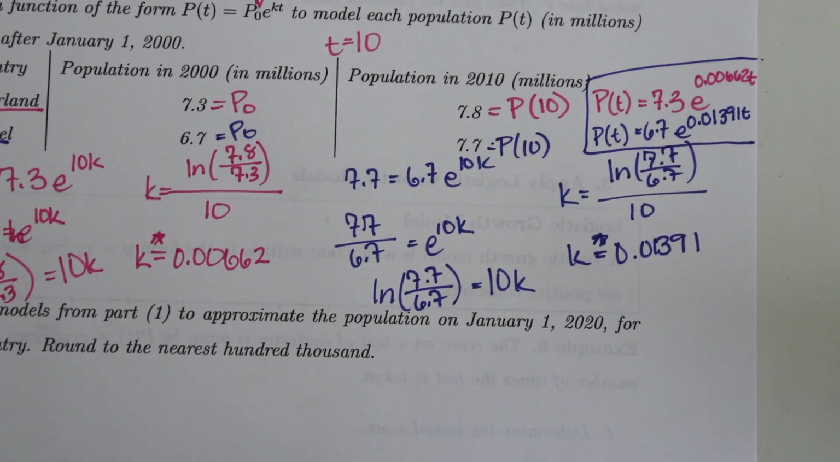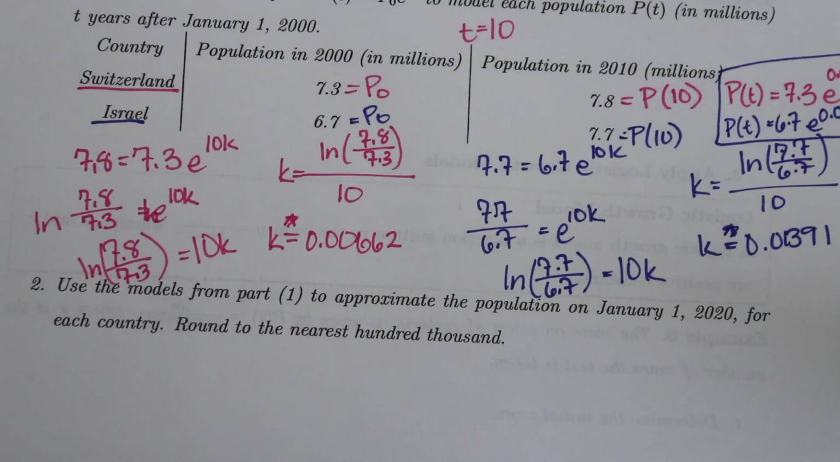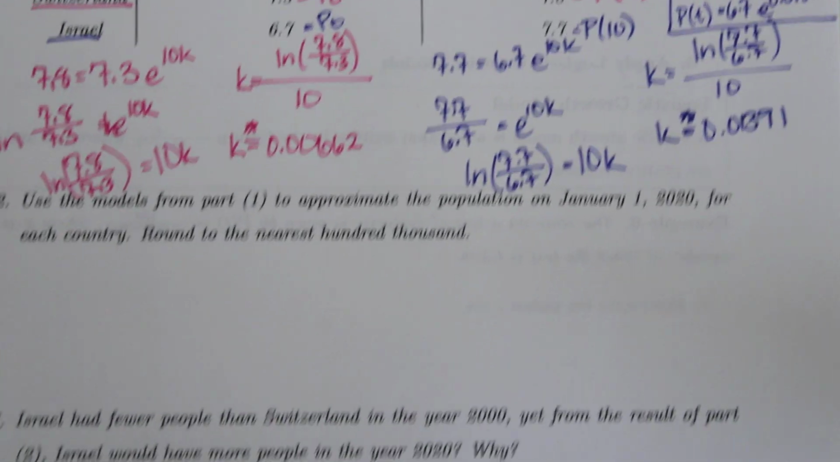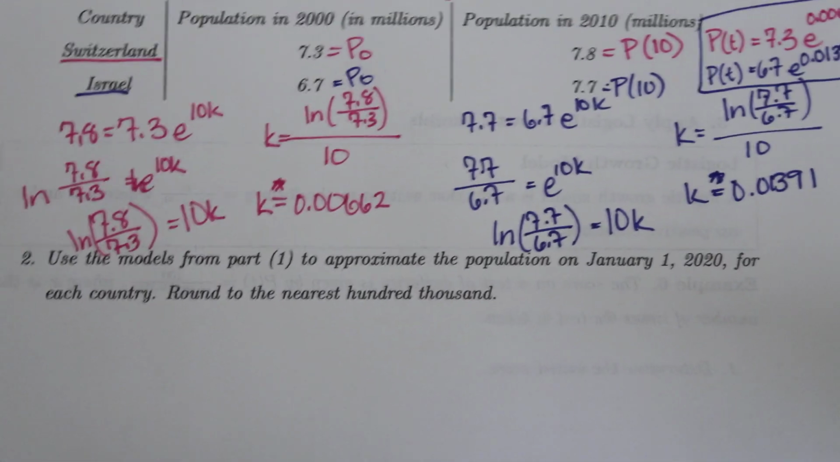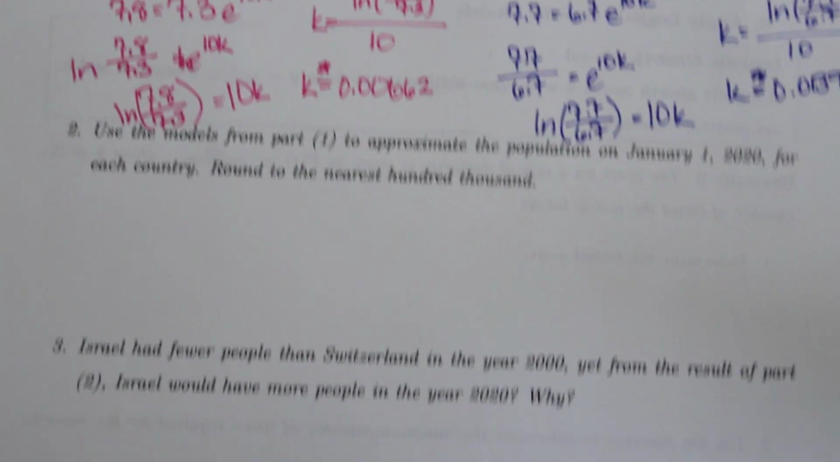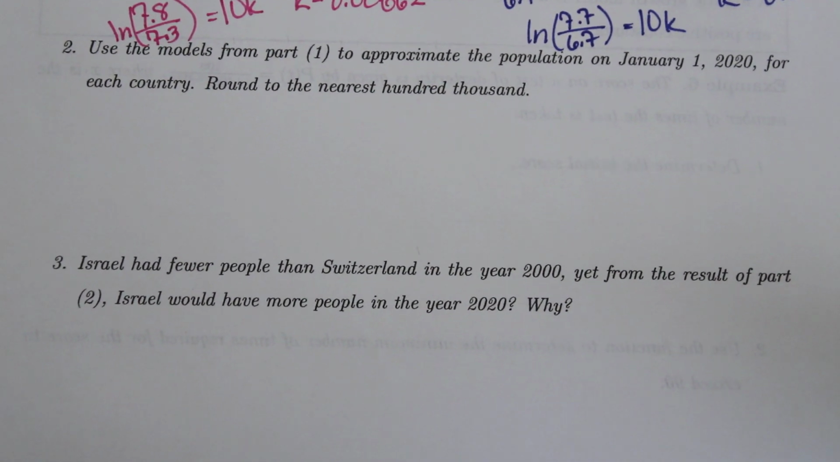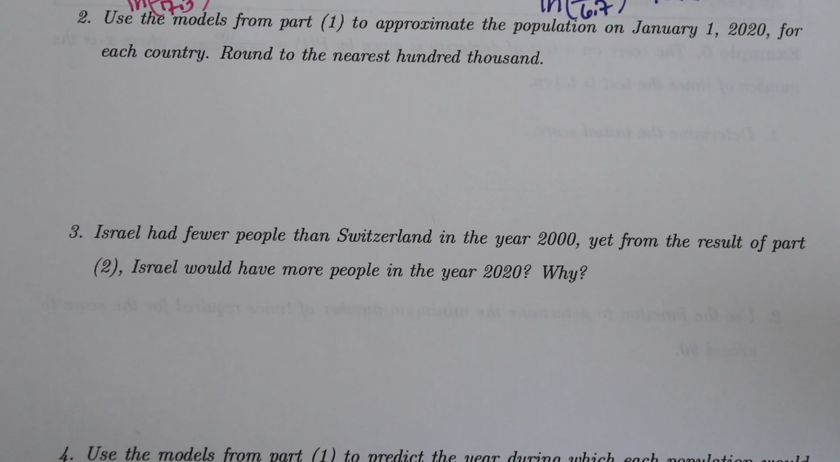Okay, next let's move on to part 2. And like before, these parts build on each other. So we're going to use the models from part 1 to approximate the population on January 1st of 2020 for each country. And we want to round to the nearest 100,000.